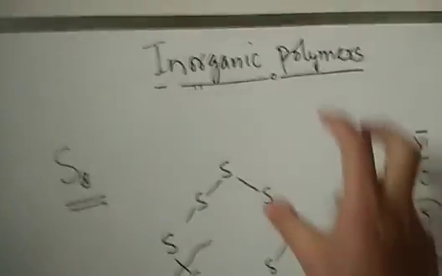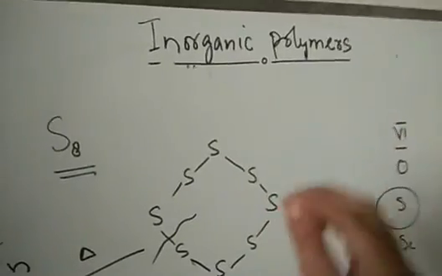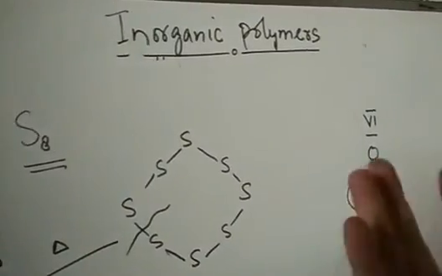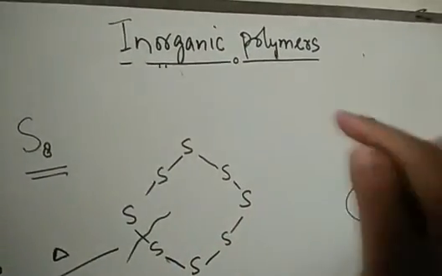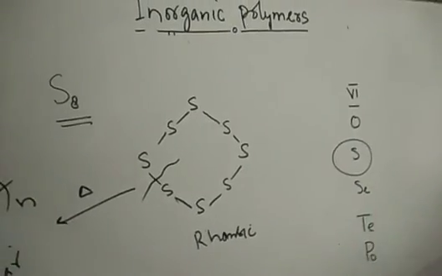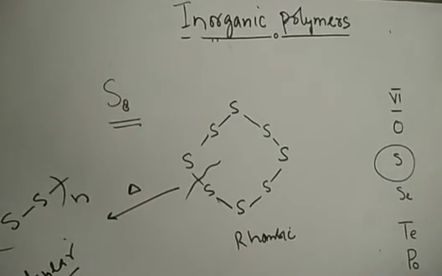So this is the basics of inorganic polymers. Basically, inorganic polymers are the polymers where we don't have carbon, and that carbon atom is usually replaced by an element from the group 3rd, 4th, 5th, and 6th. So these are the basic examples and their characteristic features. This is all about inorganic polymers.